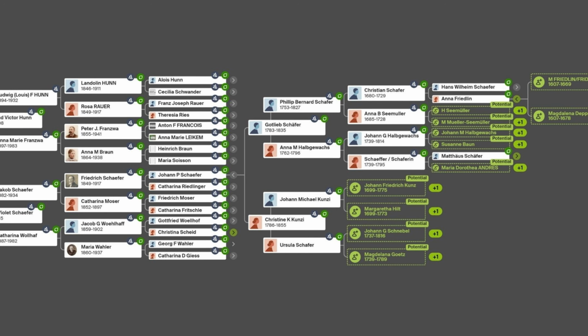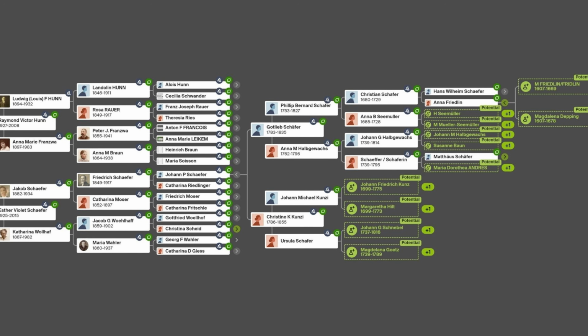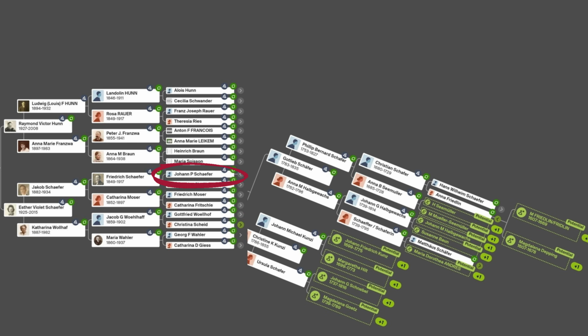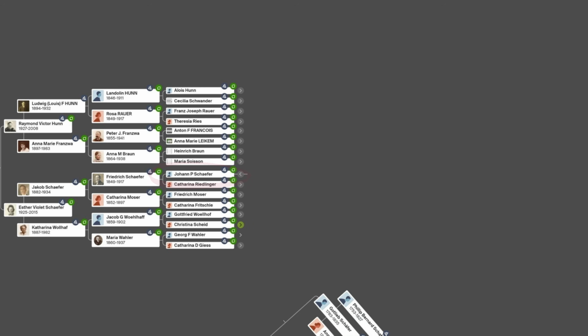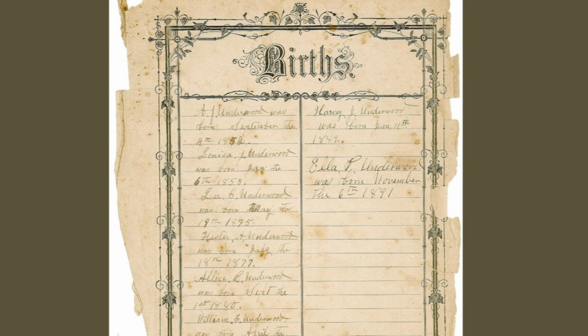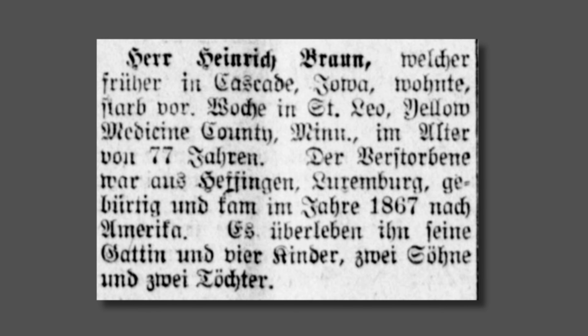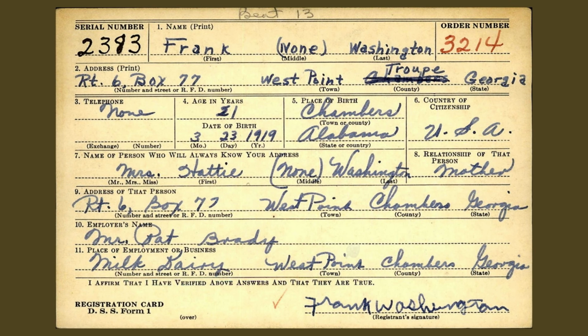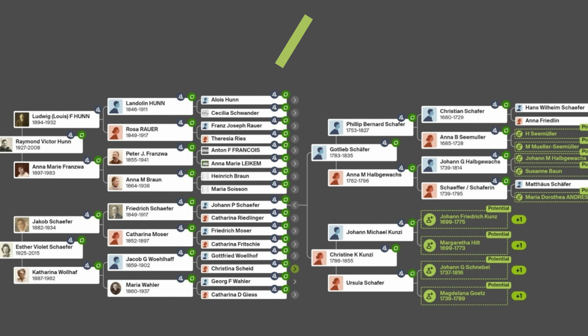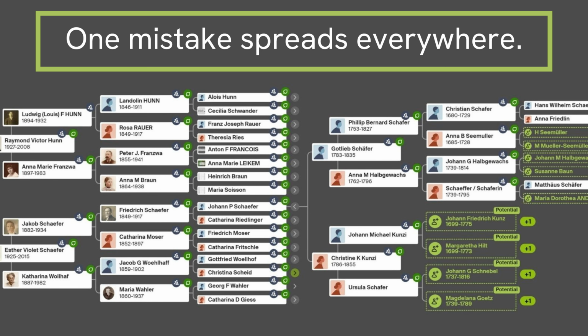If you've ever looked at your family tree and suddenly thought, wait a minute, how did that person get in there? You are definitely not alone. Today I want to talk about the biggest genealogy mistake I see over and over again. And honestly, this one mistake can completely destroy the accuracy of an entire family tree.